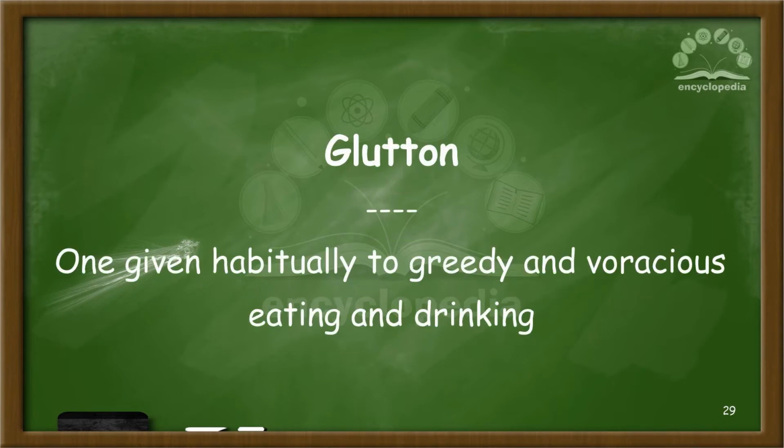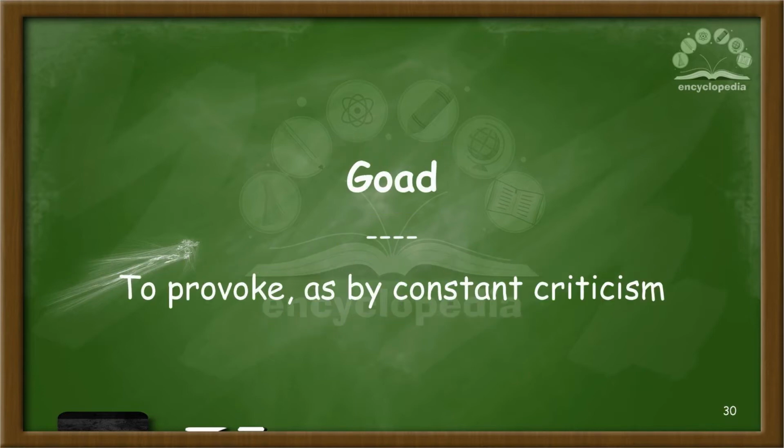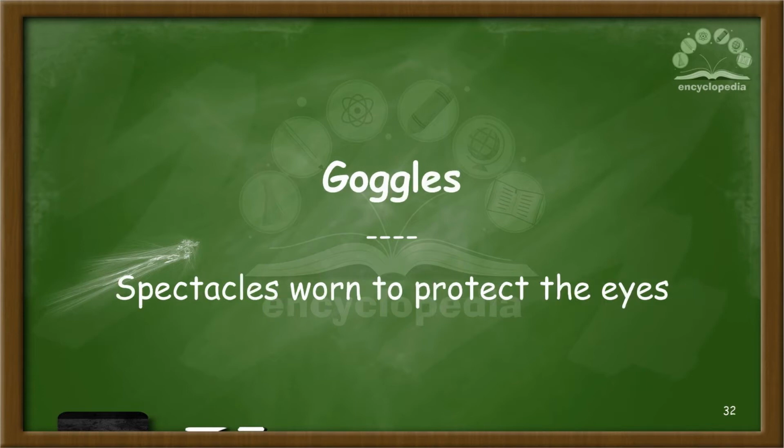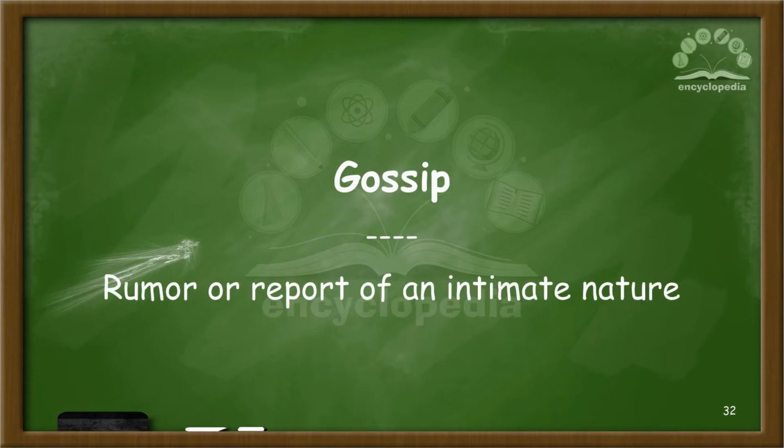Glutton. Glutton means one given habitually to greedy and voracious eating and drinking. Goad. Goad means to provoke, as by constant criticism. Goal. Goal means the end toward which effort is directed. Goggles. Goggles means spectacles worn to protect the eyes. Gossip. Gossip means rumor or report of an intimate nature.